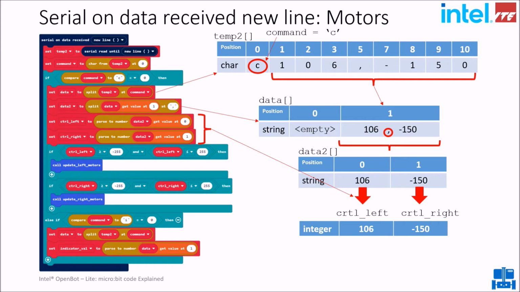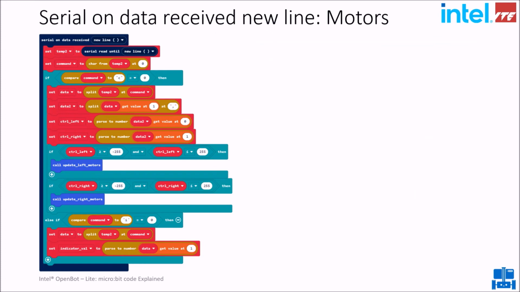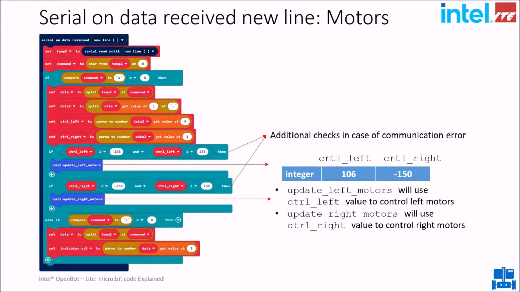This will be used in the update left motors and update right motors functions. These two if statements check and prevent processing of erroneous motor values caused by communication noise or error. Motor values lesser than -255 or greater than 255 are very likely to be such errors. We will see in a later section how these two functions, update left motors and update right motors, use the control left and control right variables.